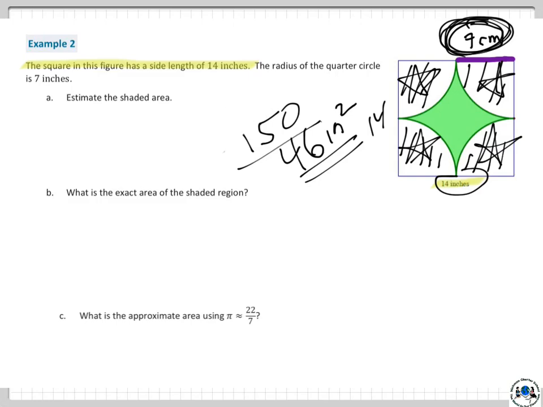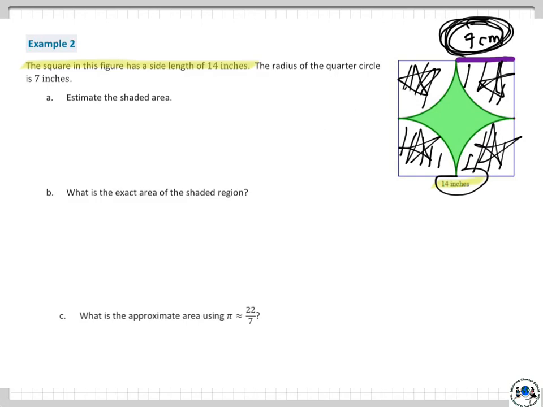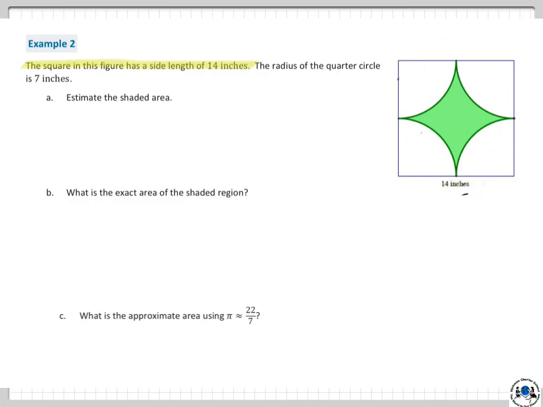Now we're going to go ahead and calculate. What is the exact area? So what did I say that was? I said 46 was my estimate. Let's see how close I come. 46 square inches.